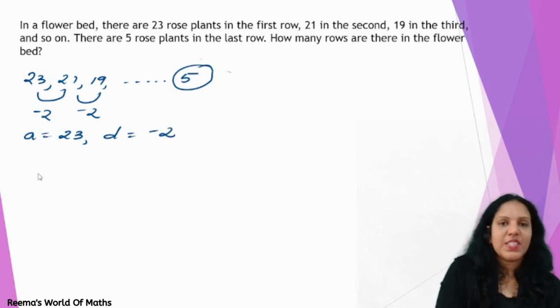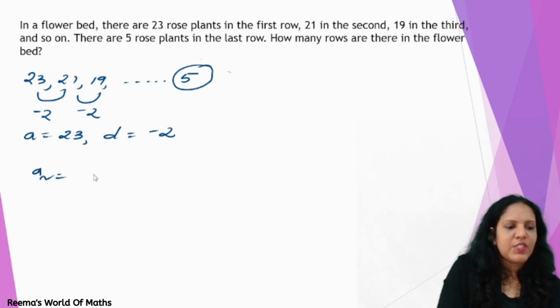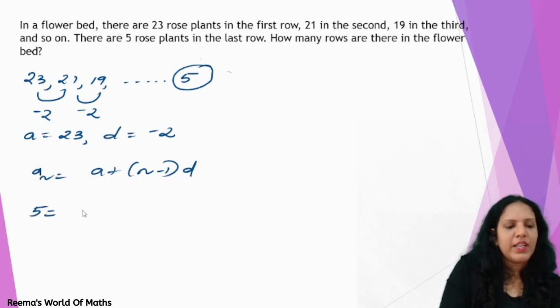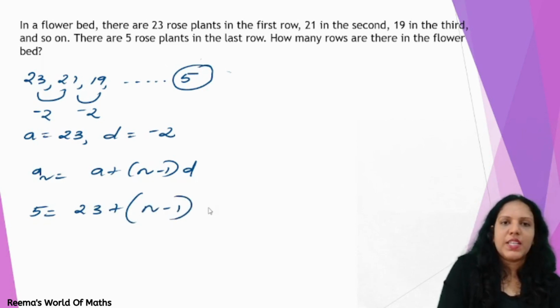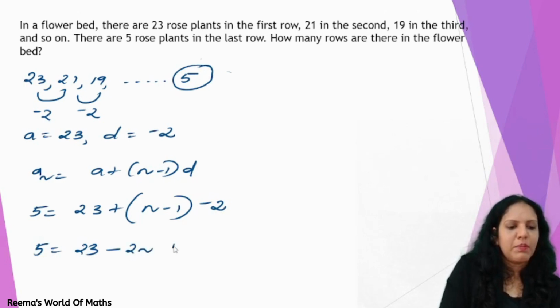So the number of rows is the position of 5 in this given AP. The formula to find the nth term is an equals A plus n minus 1 into d. So the nth term is 5 here and A is 23, 23 plus n minus 1. We don't know the value of n. d is equal to minus 2, the common difference is minus 2. So that is 5 equals 23 minus 2n plus 2.